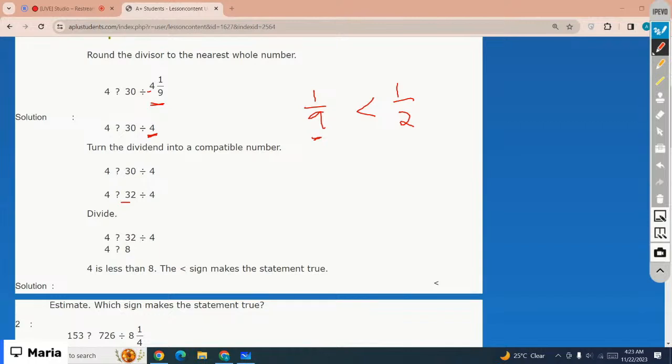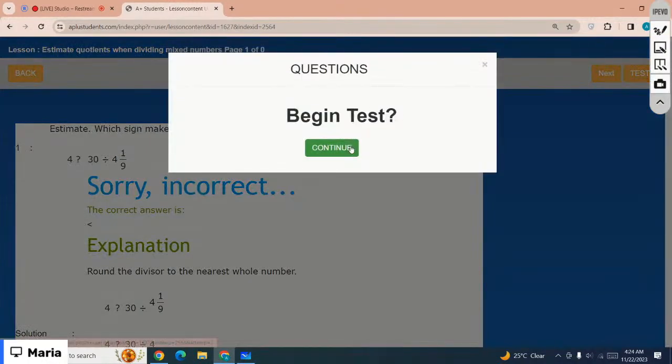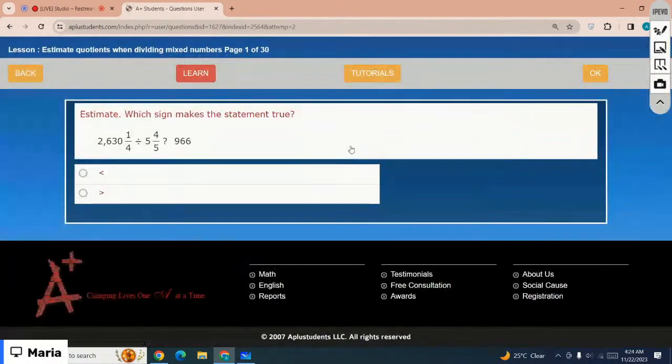First you have to round the fractional part, either a mixed fraction or fraction, to the whole number. Then you have to round the dividend to a compatible number, one that can be divided easily. Got it? Let's just start with the practice questions. Basically, it is very, very easy. Let me just explain the example, right?